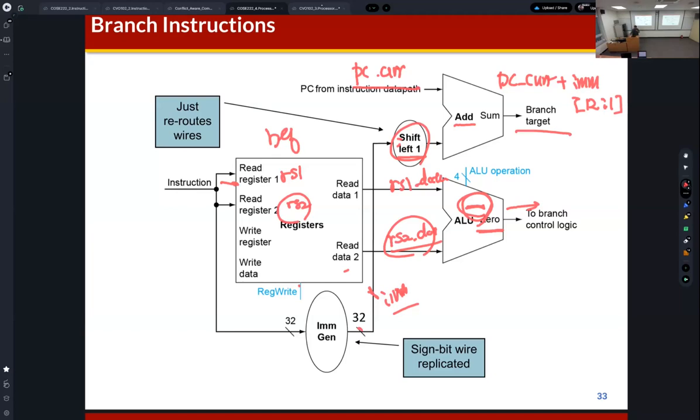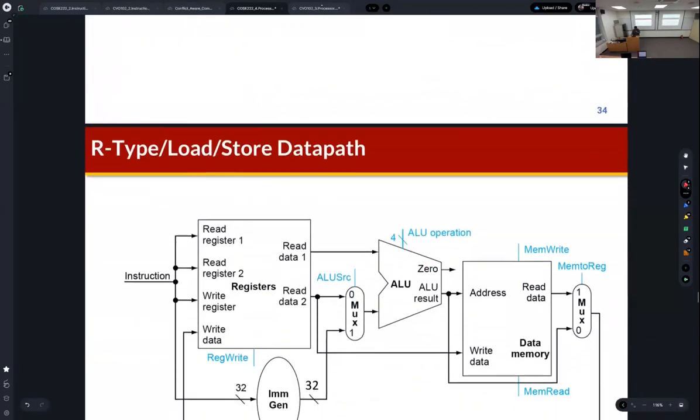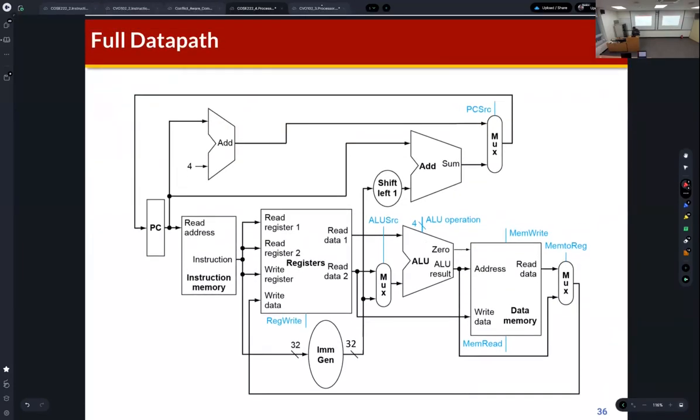So for the branch instruction, we require an additional adder because we use the ALU for comparison. So this is the R-type instruction path, and for the branch instruction path, you can find additional paths like here.